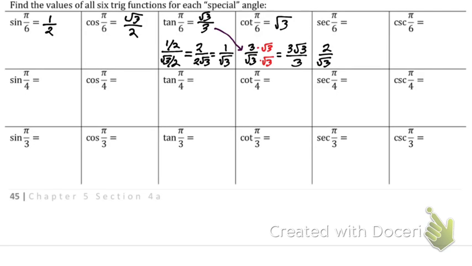We have to get rid of the radical, so we're going to multiply the top and bottom by square root of 3. And we'll have 2 square root of 3 over 3. You cannot simplify it, so we're just going to put that there.